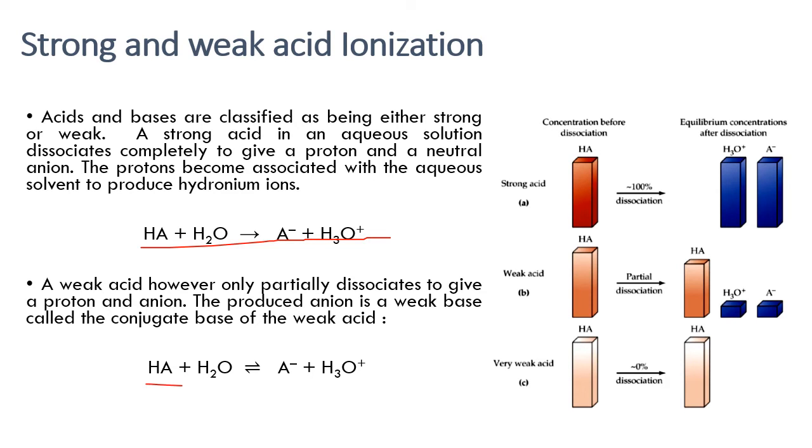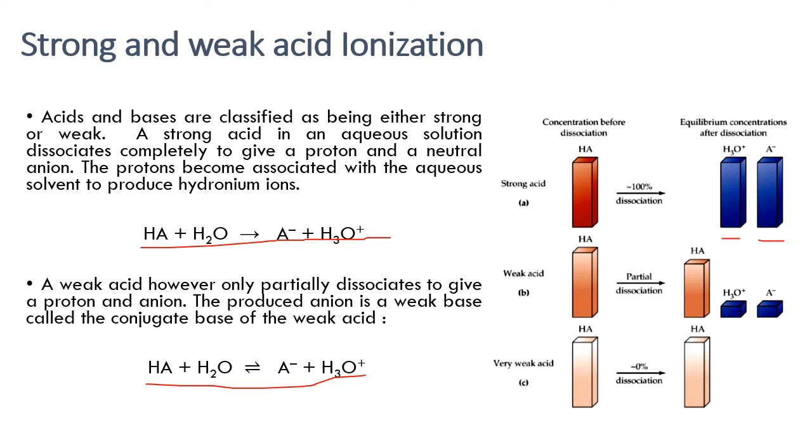So we have an example of this dissociation of a weak acid here. If we look at the figure on the right, in the first example, we see a strong acid. The concentration before dissociation, for the strong acid, weak acid, and very weak acid, is about the same. For your strong acid, we have about 100% dissociation, and the equilibrium concentrations after dissociation show equal concentrations of hydronium ions and conjugate base, the anion of your strong acid.